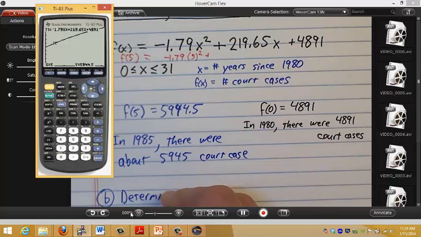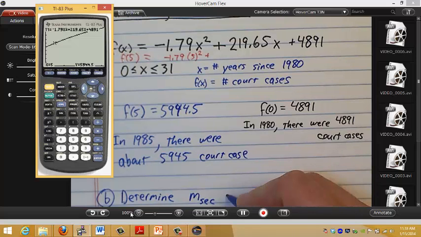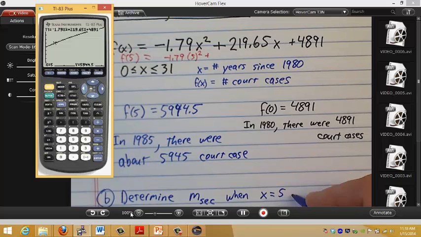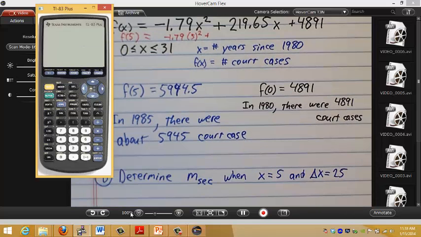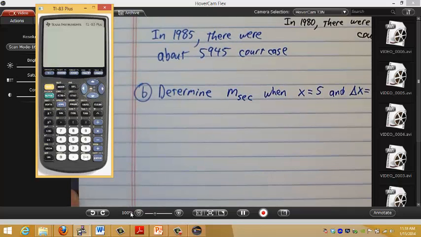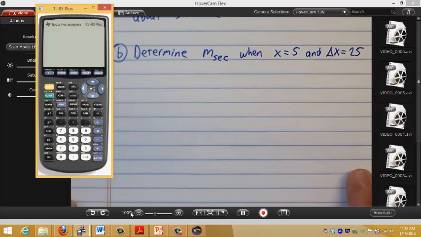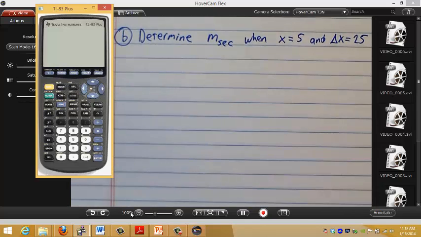Determine, the letter M, of course, in an algebra class would stand for what? Slope. So M secant, the slope of a secant line, when x equals 5 and delta x equals 25. Let me talk about what exactly that means. Okay? So I'm going to put this up right next to our calculator again so you can see what's going on.